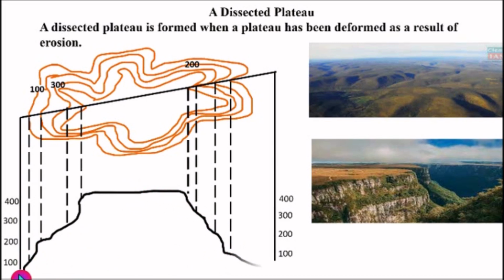So you can see that, yes, these are the steep sides, this side and this side, but you can see that the sides have been deformed. So the side has been deformed here, it has been deformed here, here, here, and there. So this is a dissected plateau. As you can see over here, this is how it looks.